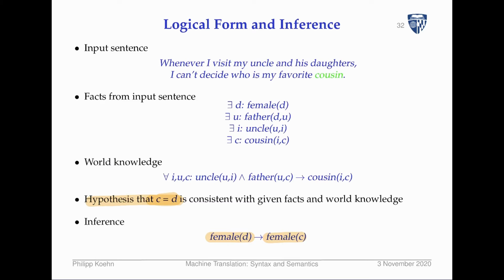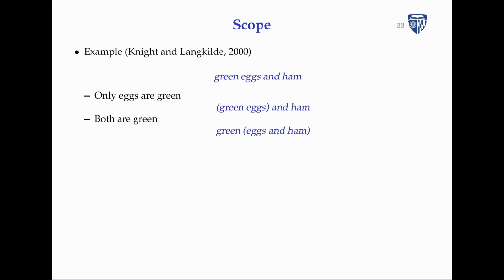If you put this into our machine translation system, probably as some kind of pre-processing step that adds additional information to the sentence, we can then translate this properly into languages like German and French. Another ambiguity is scope. This is a structural ambiguity. It's not a word meaning ambiguity. Here's an example: green eggs and ham, which some people like and some people don't like.